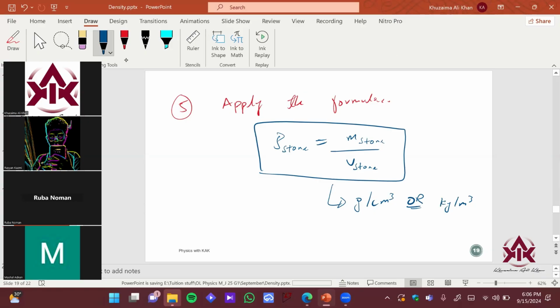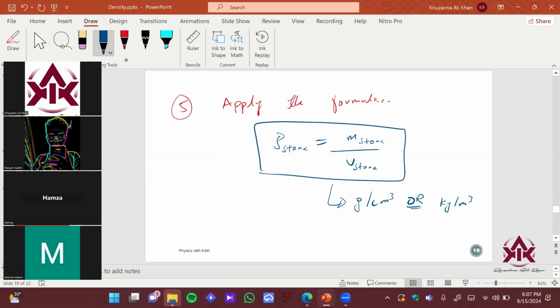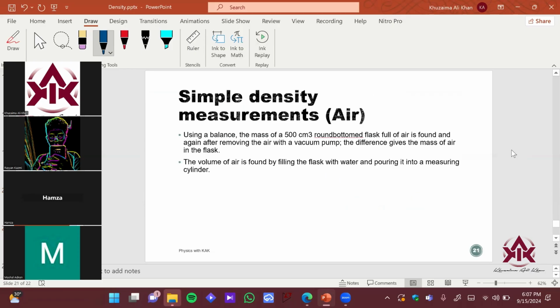I hope it makes sense. We have just the last two slides left because I have class in 15 minutes, so I need to pause over here. Okay, any questions till now? You can ask away. No questions. We have just two methods left: how do you measure the density of liquids and air.